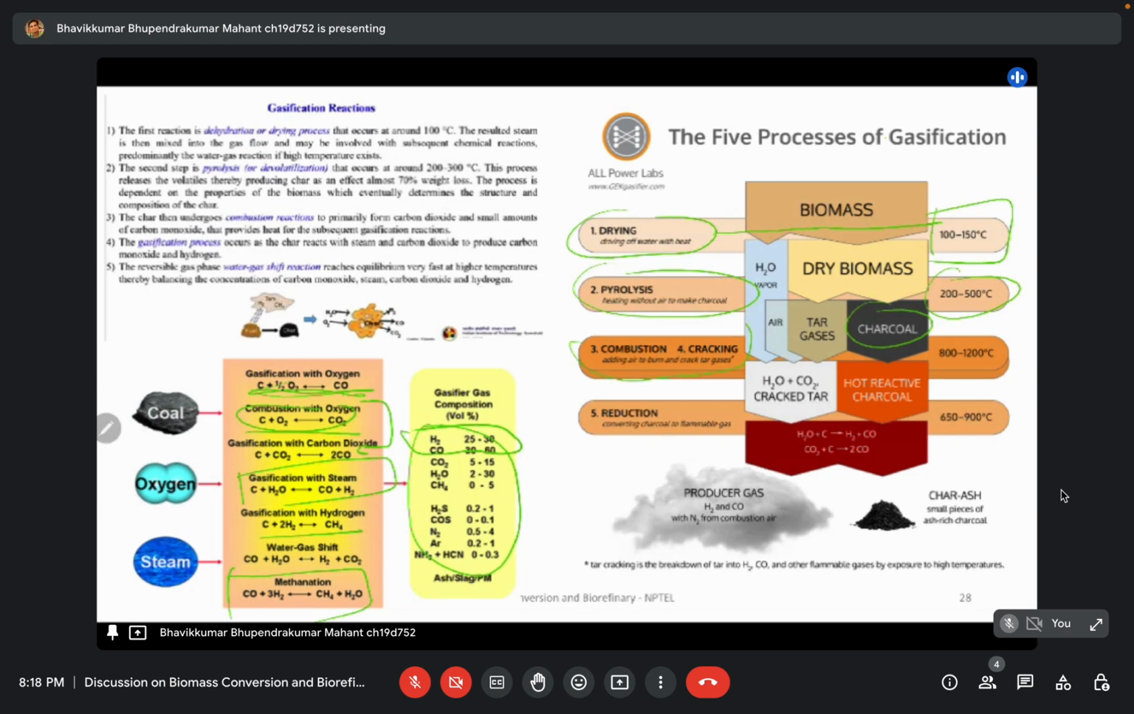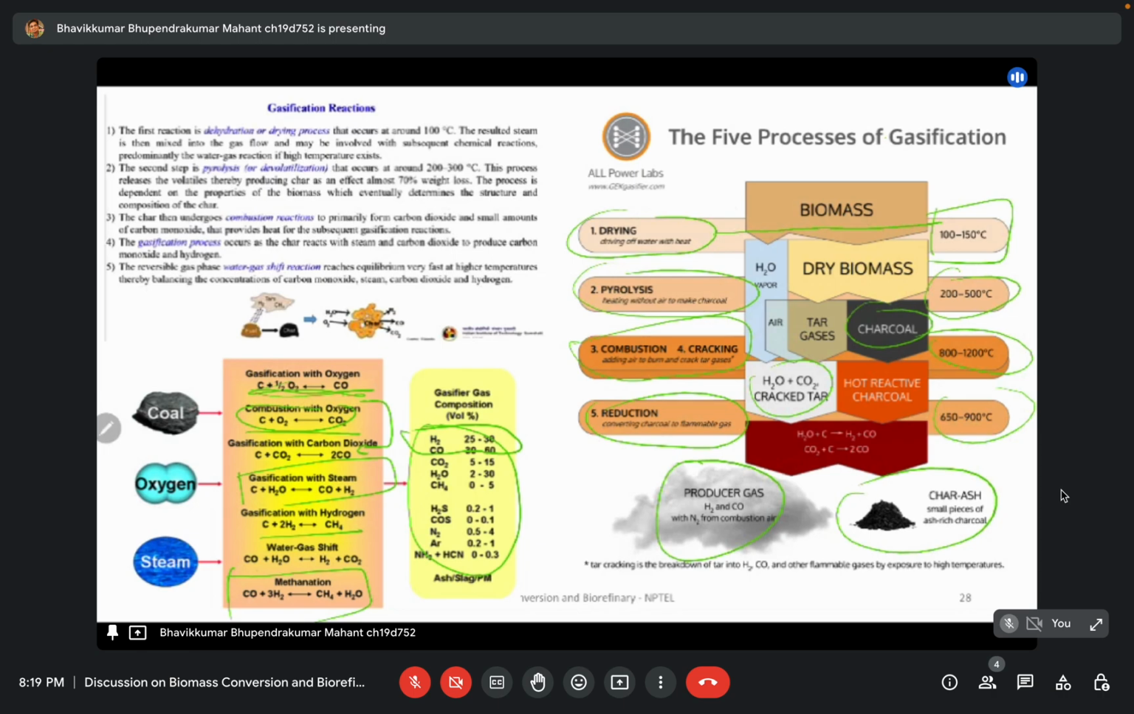Then the combustion and cracking processes take place, and you will get H2O, CO and cracked tar. Cracking means that whatever charcoal or gases are there can crack into the final product. This is at 800 to 1000 degrees centigrade, and then the reduction process is around 650 to 900 degrees centigrade. So you will get the producer gas, H2 plus CO, and char, which may also be used for some products.